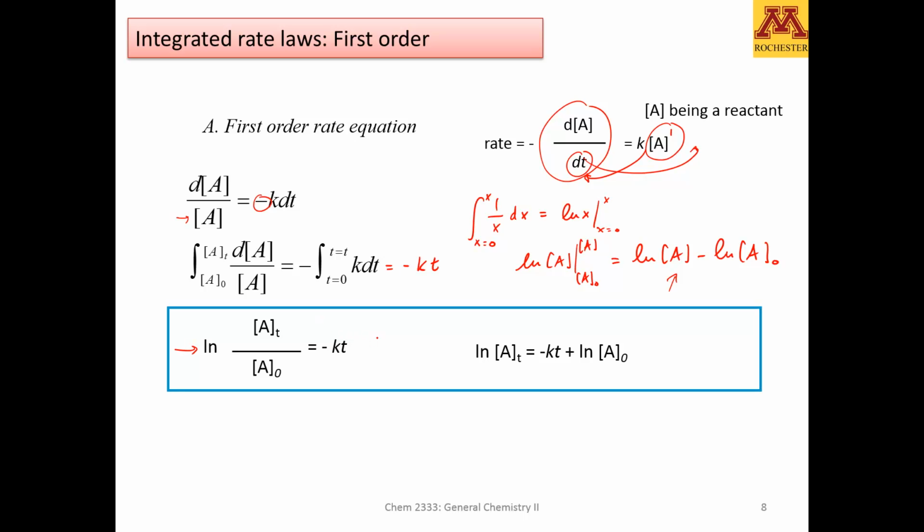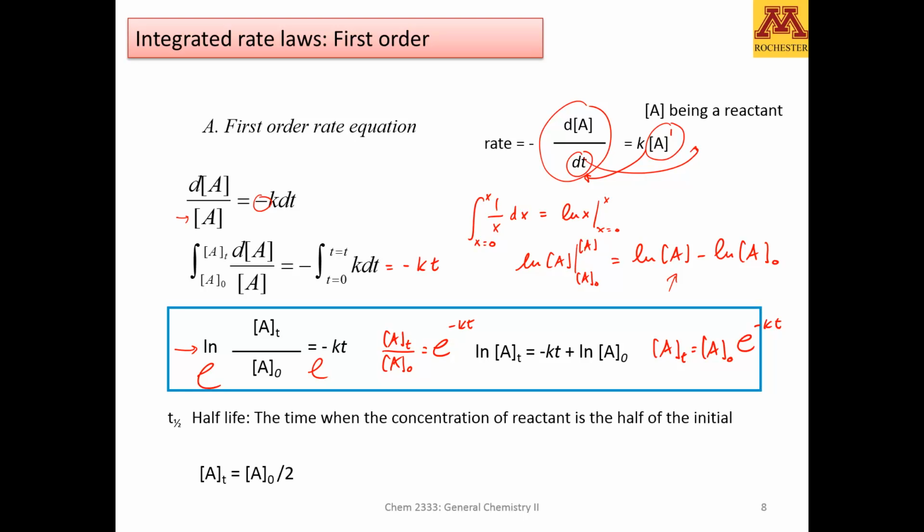You will see also that you can express this in exponential form. If you take exponents on both sides, you will see that this is the typical exponential decay that you have seen before. Or if you will, in a different form, you move the initial concentration to the other side. This is the well-known exponential decay. In other words, every time you see an exponential decay, you can identify that as first-order kinetics.